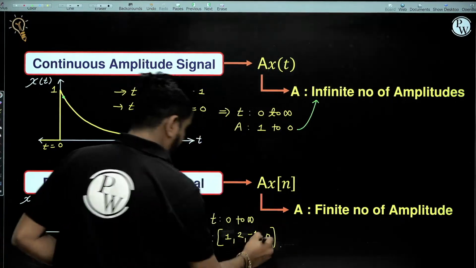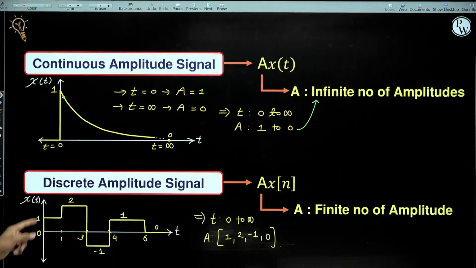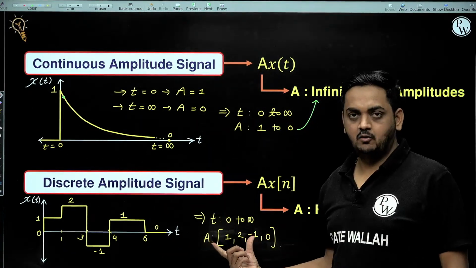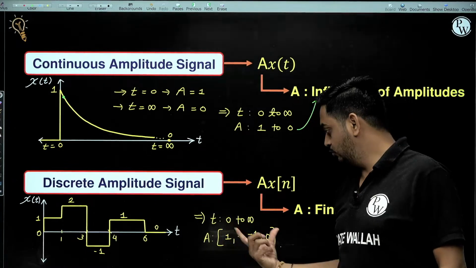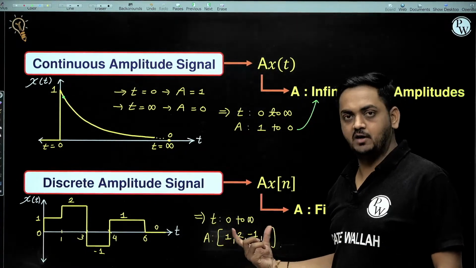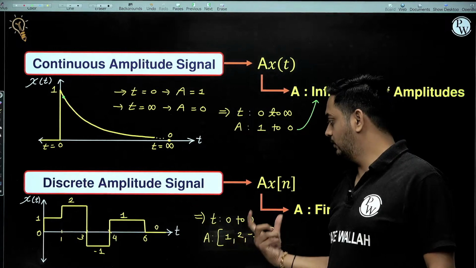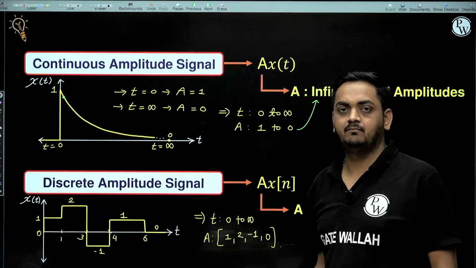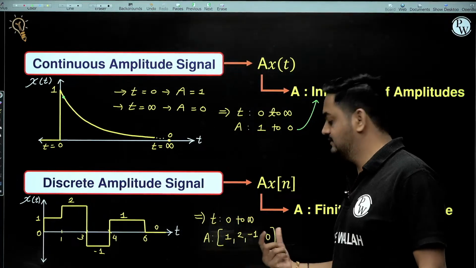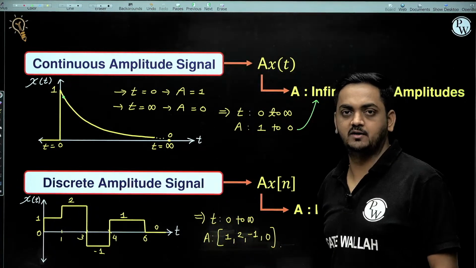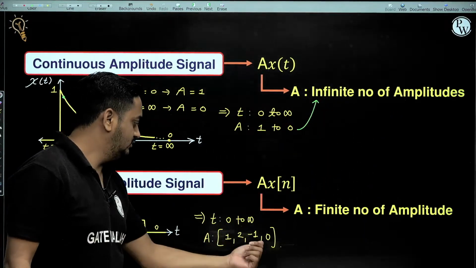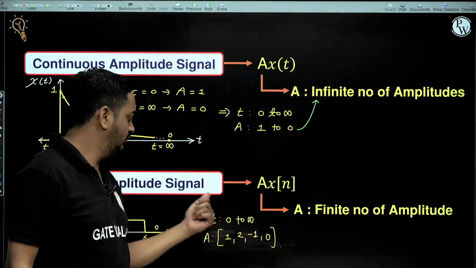So among these 4 amplitudes, only one amplitude is possible at any instant of time, yes or no? Amplitude can be integer or it can be non-integer. Don't worry. But out of this range only, you will get amplitude at any instant of time. So here the number of amplitudes is finite. You can see it can be 1, 0, 2, or -1 as we are moving from 0 to infinite.